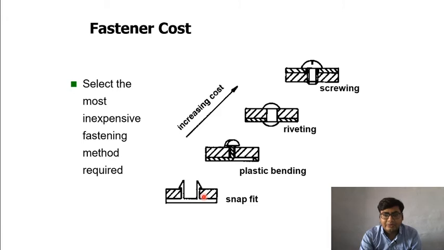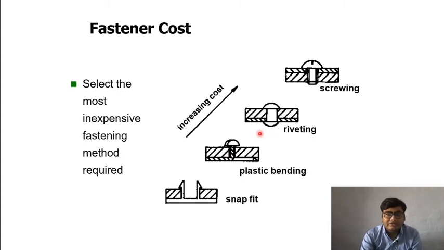If this is not possible, then the second option is plastic banding. Plastic banding is an example of another fastening technique, and it is used in many places. So this is our second option. If even this is not possible, if we do not have a gap here, then we should consider riveting.